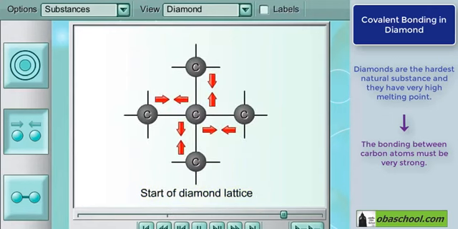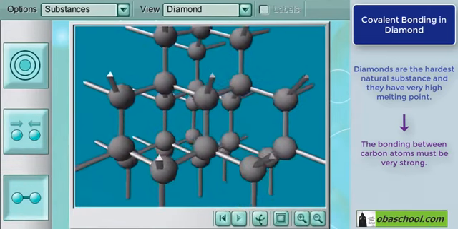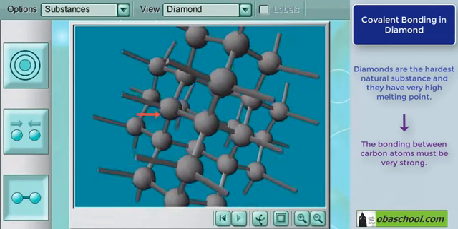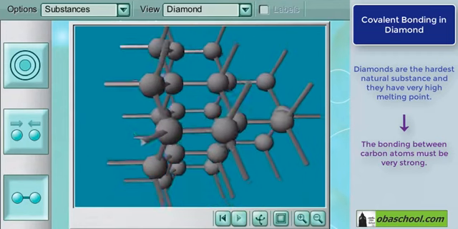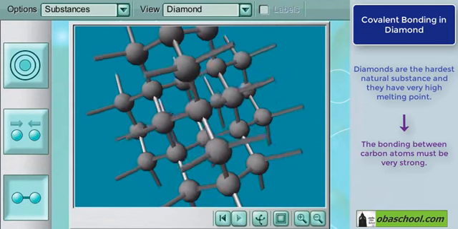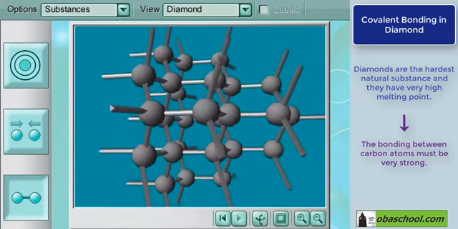What type of bonding is holding the carbon atoms together? It's covalent bonding, where the atoms attract each other and they share a pair of electrons. Remember that the three-dimensional diamond lattice is built up by adding more and more of the carbon atoms. This is what a lattice looks like, with the spheres in the diagram representing the carbon atoms, and you can see the dashes between them representing the covalent bond between the carbon atoms. This is covalent bonding in giant lattices.